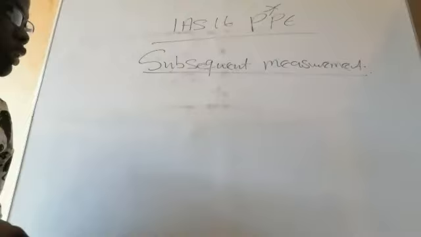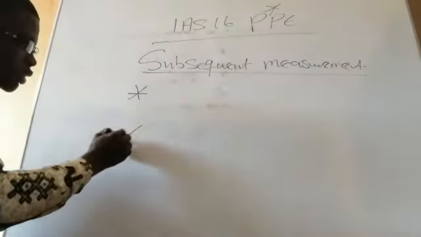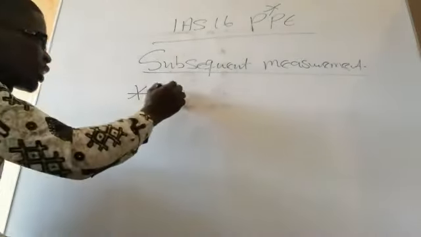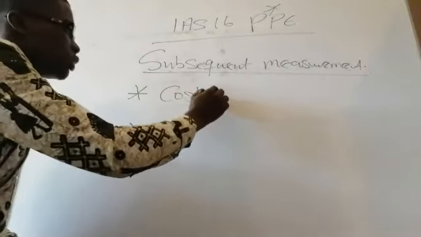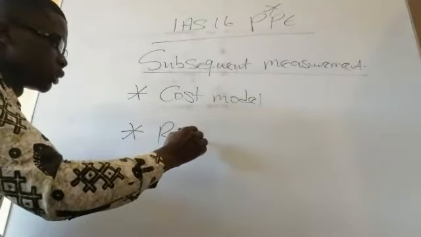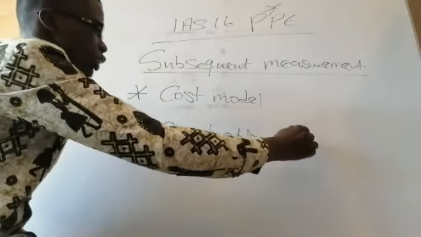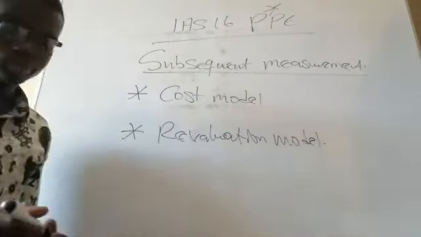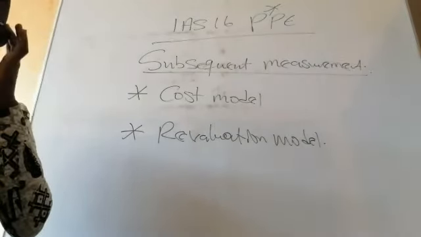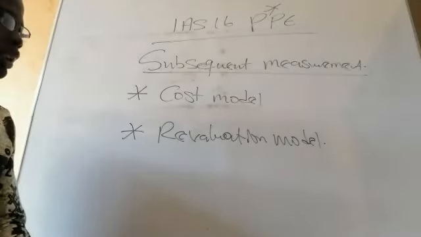With the subsequent measurement, the entity has to choose between two models. So select one. This is a matter of policy. The first model is the cost model, and the second is the revaluation model. We look at what the cost model states, and then the revaluation model.